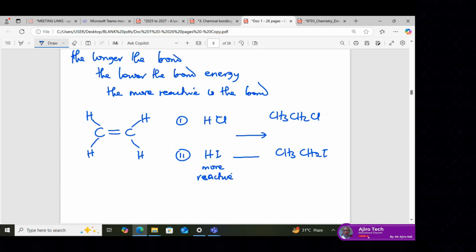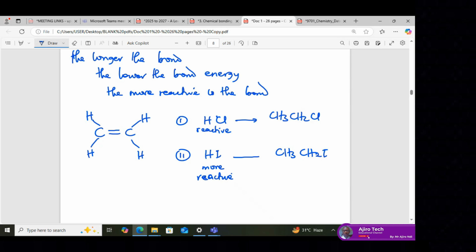Is that okay? How about this one? Actually, HCl is reactive. I won't say less reactive, but HI is more reactive. Do you get the point now? Let's just put reactive. They are both reactive because none of them is slow. Both of them are very fast. But HI is faster.